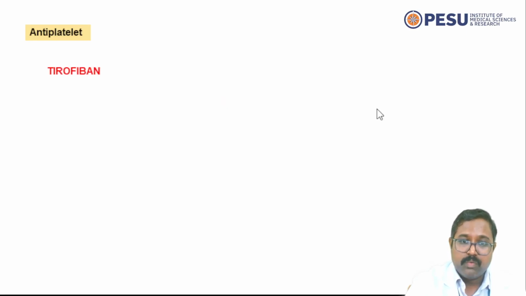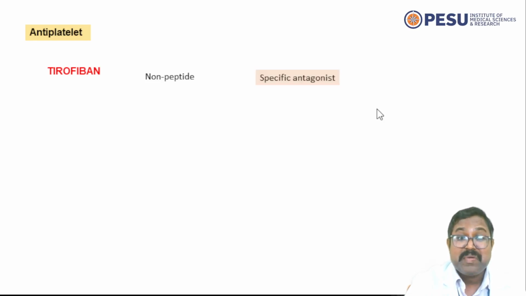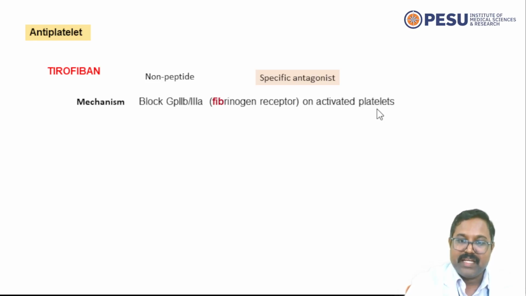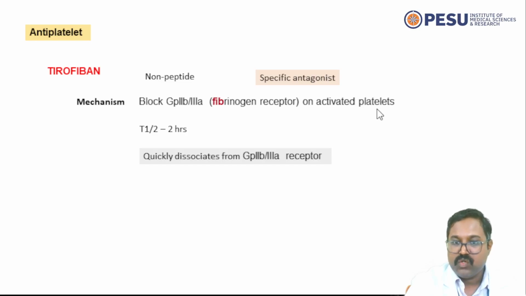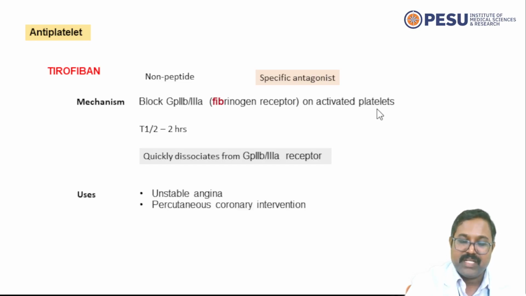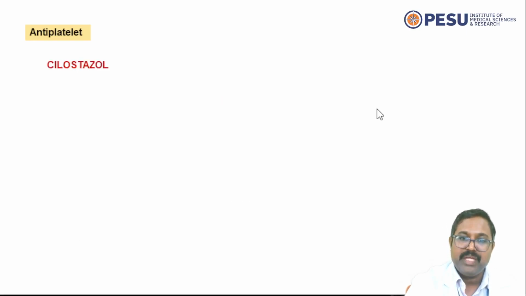Next, moving on to tirofiban, which is a non-peptide and it's a specific antagonist of the GP2B3A receptors. The T off is 2 hours. Again, it quickly dissociates from the receptor and used in unstable angina and PCI. Adverse effects remain same, bleeding and thrombocytopenia.